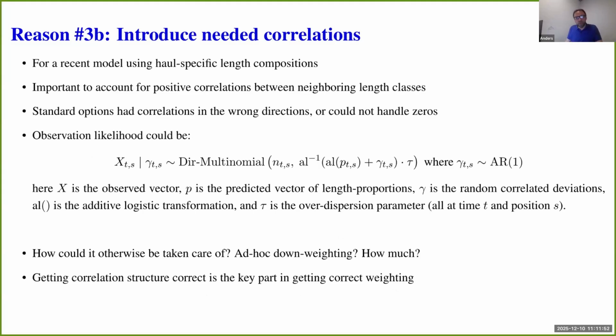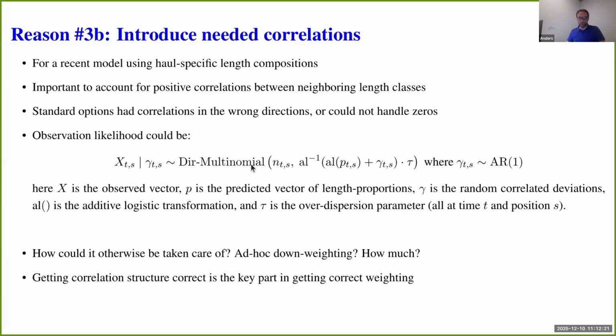Another thing that's also very often problematic is if you have length observations where you would see, for instance, haul-specific length observations will very often be correlated among neighboring length groups. And you might have a lot of zeros, so you can't just use a multivariate normal in some transformation.